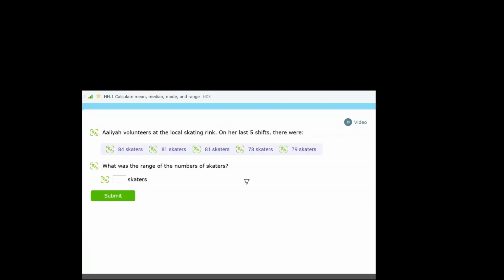So here we have another problem. Aaliyah volunteers at the local skating rink. On her last 5 shifts, we're given a list of the number of skaters, and we're being asked what was the range of the numbers of skaters. The range is just the largest number subtracted by the smallest number in your data set.